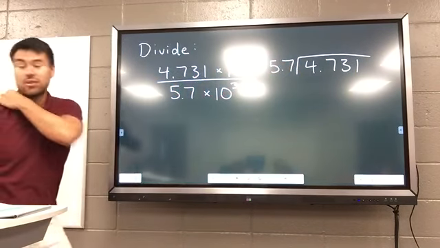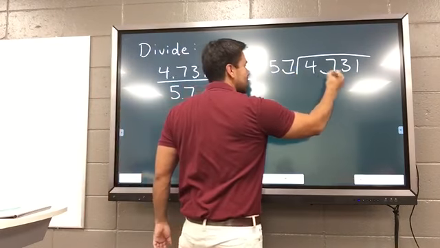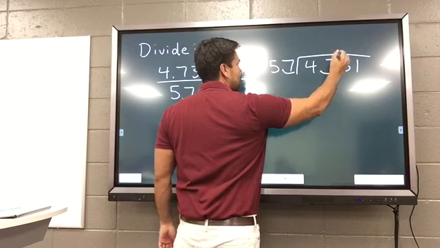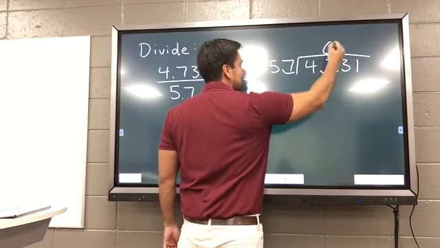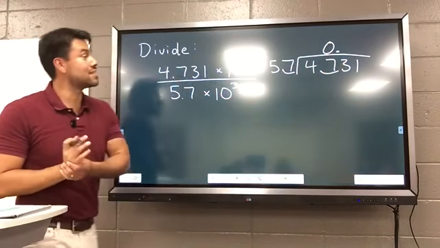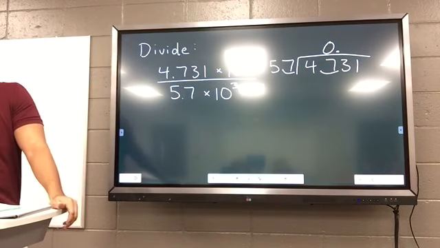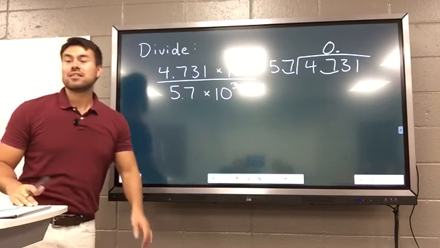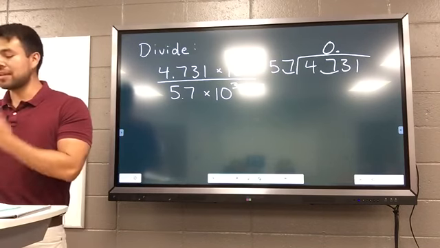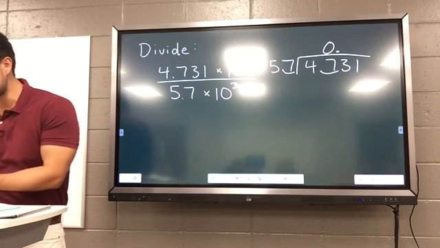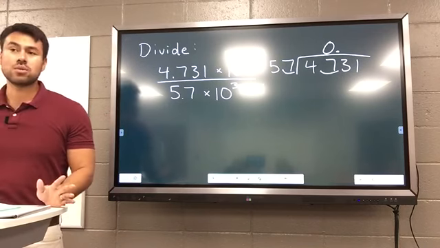Can you do it? No, you got to move it over once here, once there. So 57 goes into 47, no times. 57 goes into 473. I heard a few numbers: 6 times, 4 times, 7 times, 8 times. Now, listen up, guys. We know that because we have the answer. Some of you can see where it's at. But the way I know it is really this.